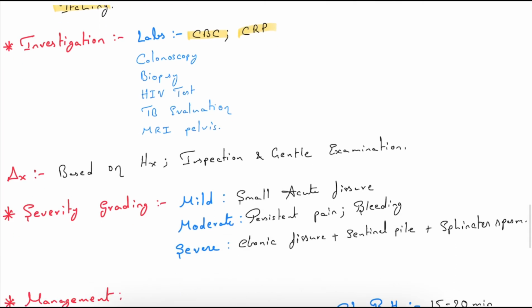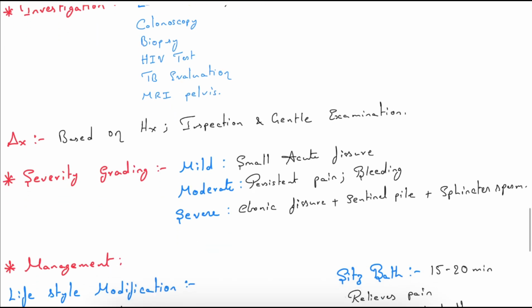Okay, we can do some additional tests like colonoscopy in selected cases if you're suspecting any other pathological conditions. Next one, biopsy for atypical fissures. Biopsy is the best option. Next one, HIV test if indicated. Okay, next, TB, tuberculosis evaluation we have to do. Then MRI pelvis, it will be for rare cases. Next, diagnosis.